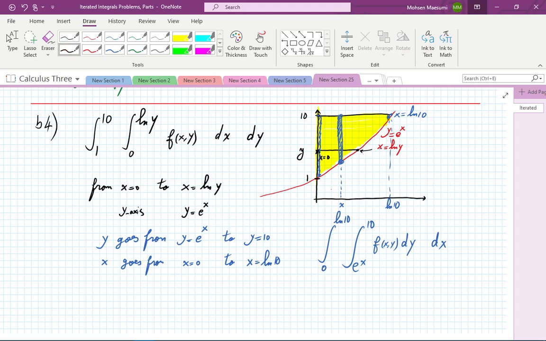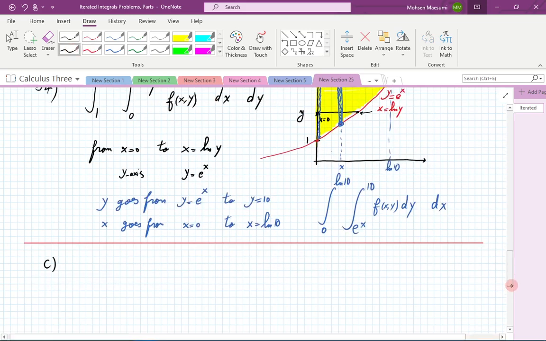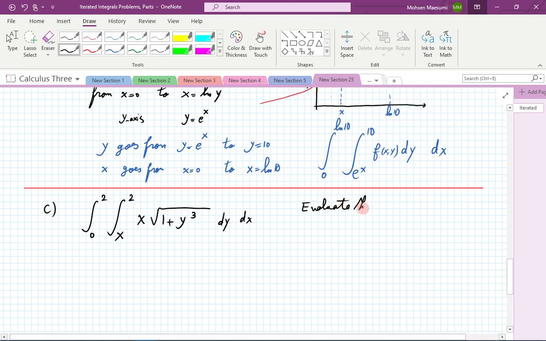So last problem we are going to do, we are going to put this idea to good use, which is the following. We have an interesting integral there. It goes like integral from 0 to 2, integral from x to 2 again, of x radical 1 plus y cubed. Whole thing, the y is first, of course, and then x. Question here, simply evaluate the integral.